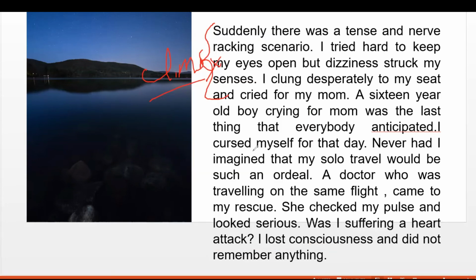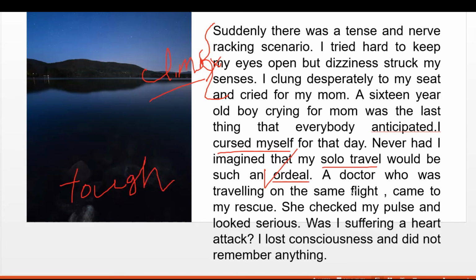I cursed myself for that day. You are extremely embarrassed. You didn't know why you were behaving like that, but still you couldn't control your feelings. Never had I imagined that my solo travel would be such an ordeal. What is an ordeal? It's a tough experience. Okay. And you were continuously crying.